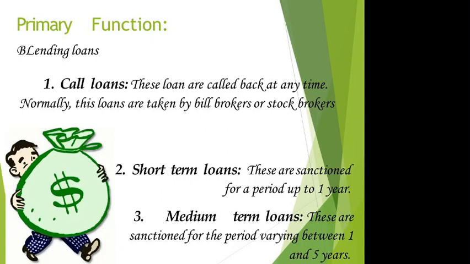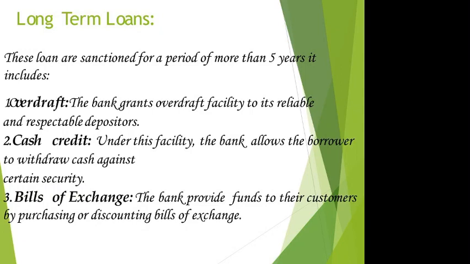The second type of loan which is provided by the bank is the short-term loan, which is sanctioned for a period of 1 year. Then a medium-term loan is given by the bank for a period of 1 to 5 years. And next is the long-term loan, which is sanctioned by the bank for a period of 5 years or more. Then these long-term loans may include three types of facilities. First is overdraft facility, second is cash credit facility, and third is bill of exchange facility.